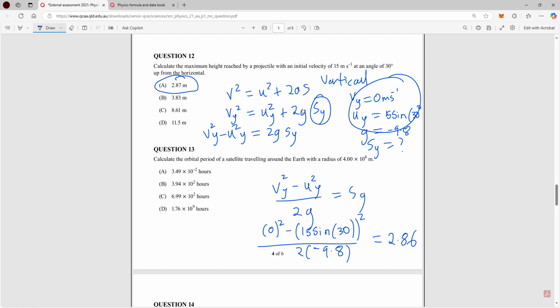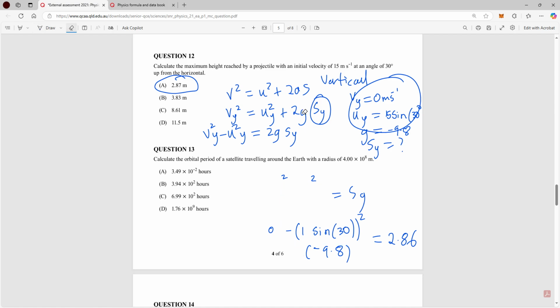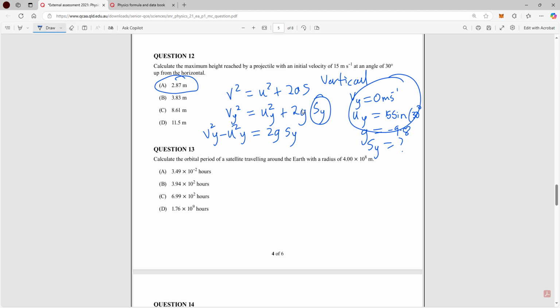Alright, question 13, I'm actually going to rub this stuff out because I think we need a little bit of math with this one here. Alrighty, so this one here, calculate the orbital period of a satellite traveling around Earth with a radius of that many meters. So here we need to use this formula, and I'll explain to you why. So I'll just write it out.